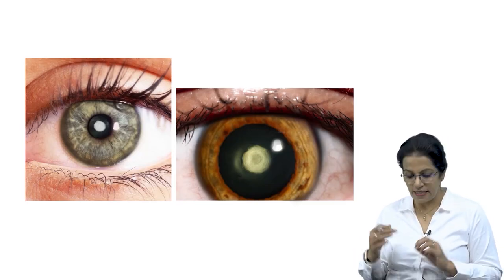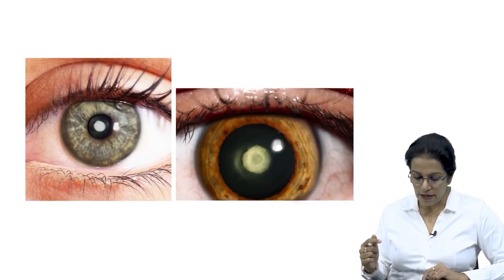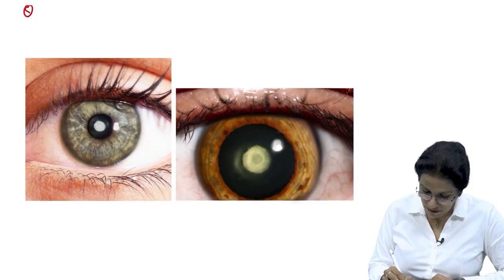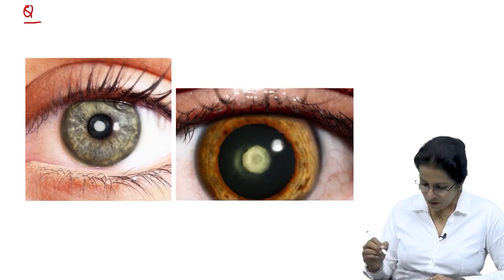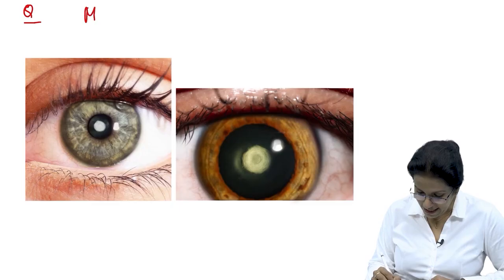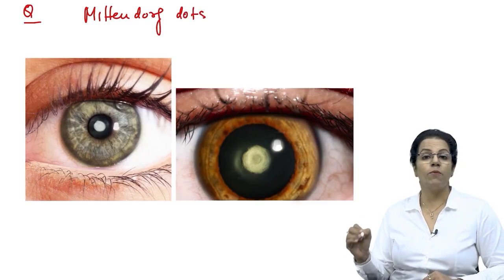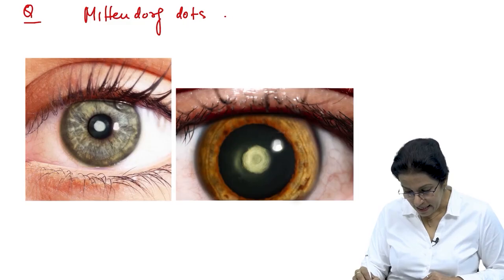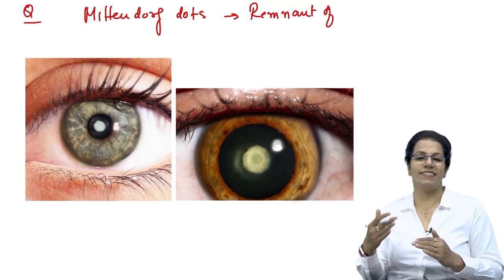Next what we see is the posterior polar cataract. One important point, please all of you keep in mind: posterior polar cataract is mainly associated with Mittendorf dots. We will learn in the vitreous chapter, Mittendorf dots are associated with posterior polar cataract, and these are nothing but a remnant of hyaloid tissue. What is hyaloid tissue? Primary vitreous.